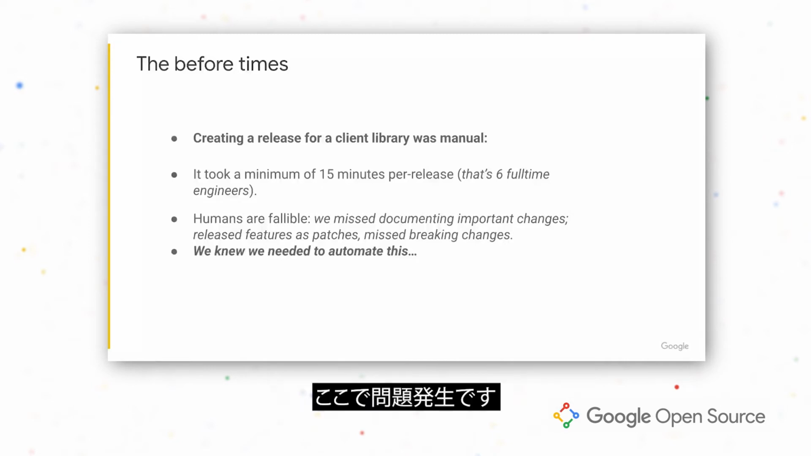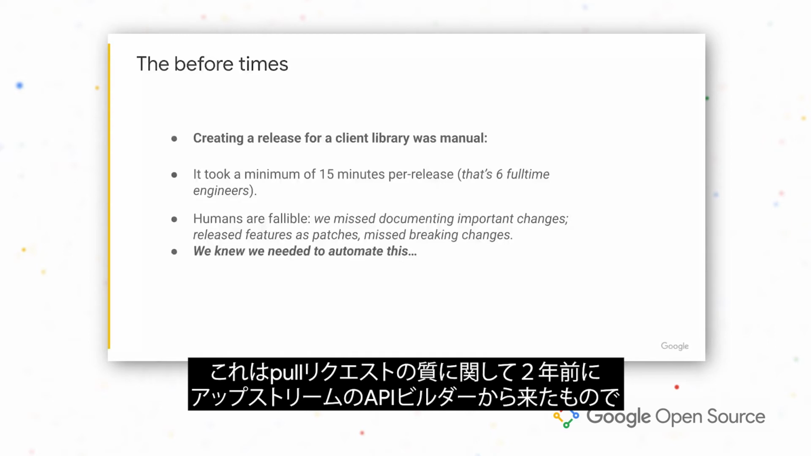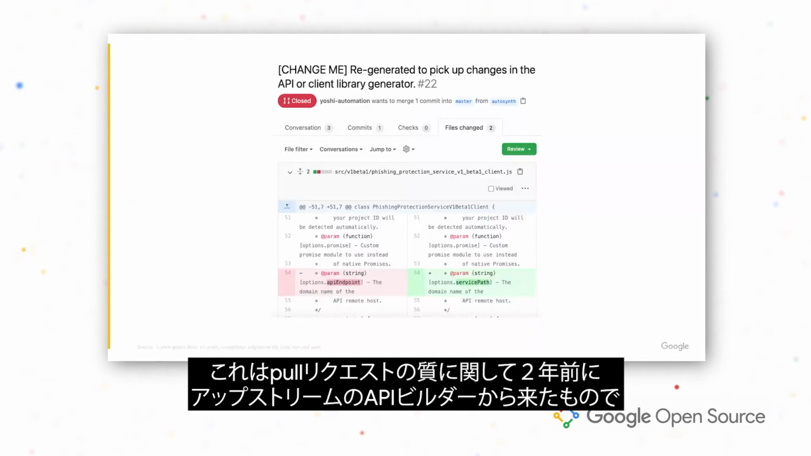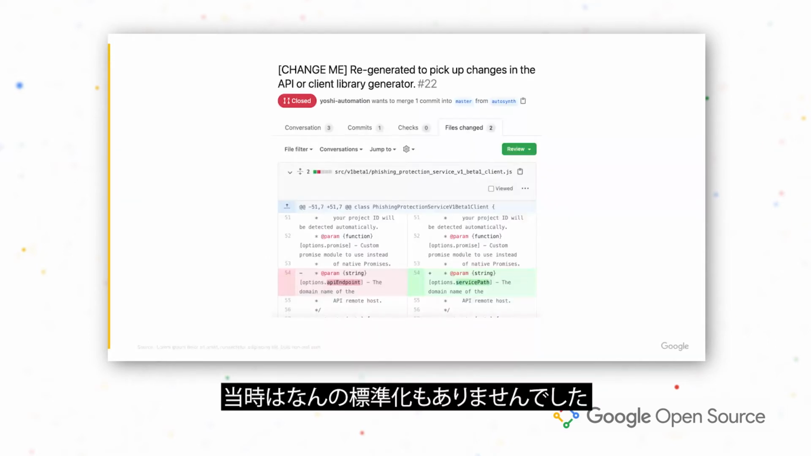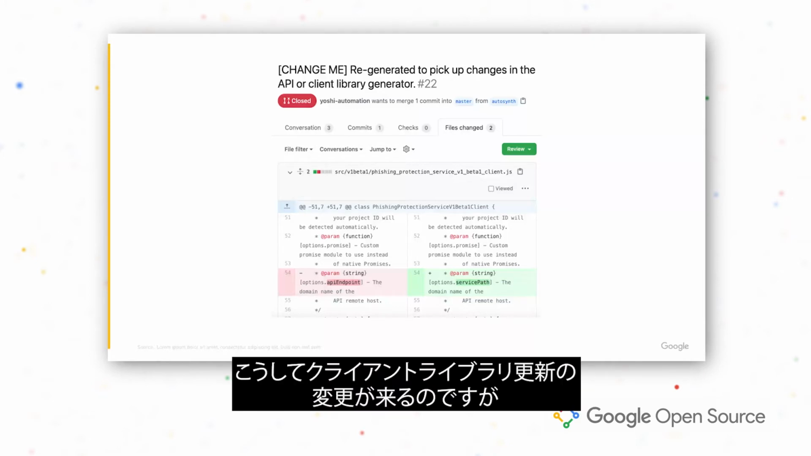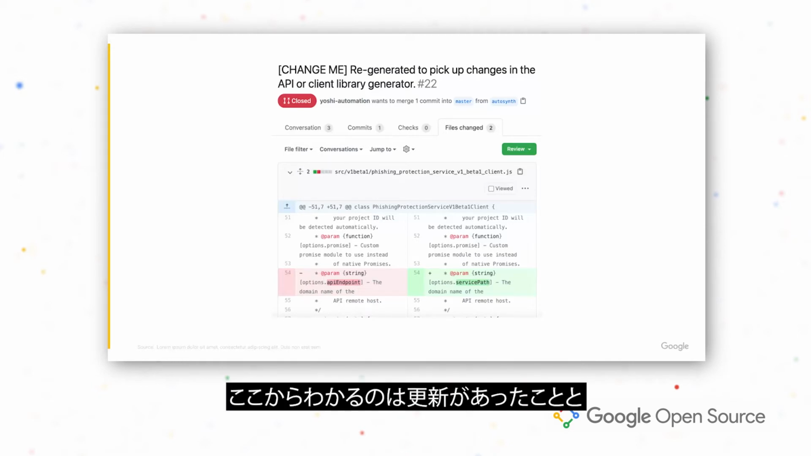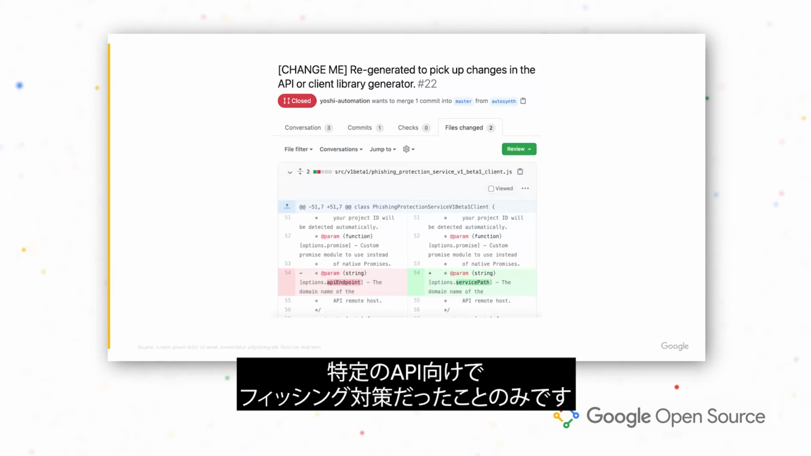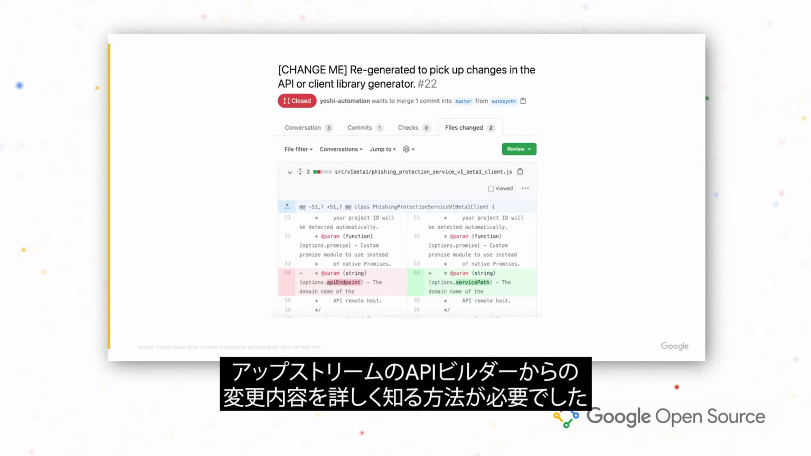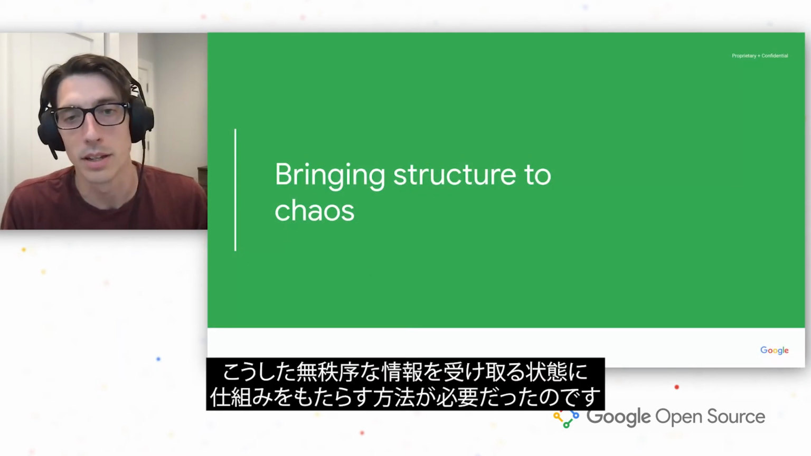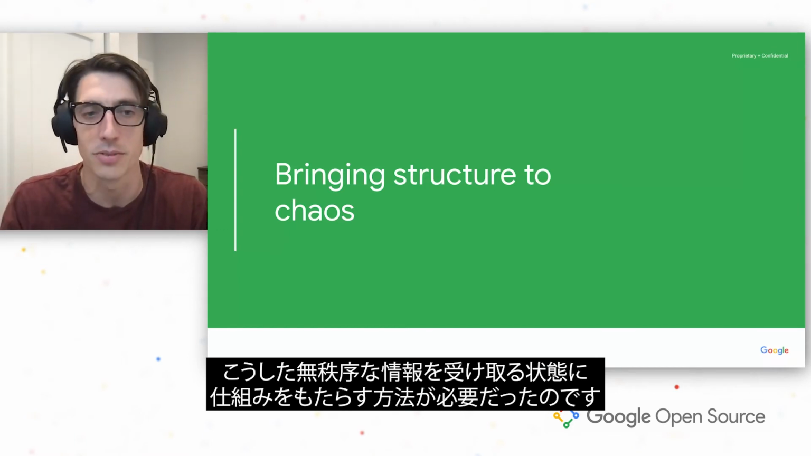Here's the problem. This was about the quality of pull requests we had from our upstream API builders a couple years ago, because we had no real standardization. So we'd get this change in, which would have an update to our client library. The only context we had was that there was an update and it was to a specific API, in this case, phishing protection. We needed a better way to know what change had come from the upstream API producer. So in effect, we needed to find a way to bring a structure to this kind of chaotic information we were getting.